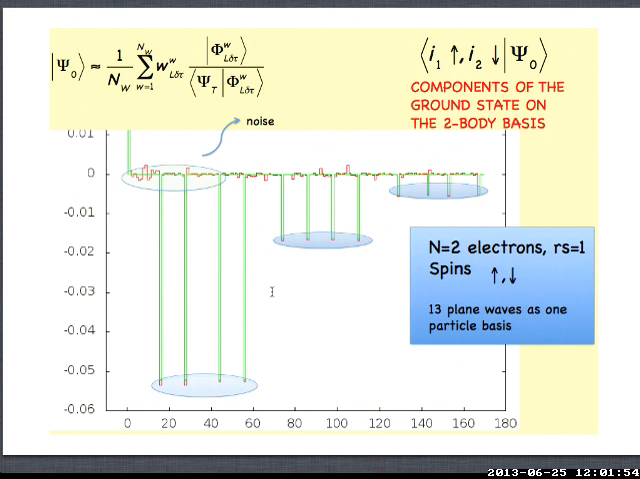Here I've simply labeled the states in the 2-body Hilbert space. The numbering is arbitrary, but one just has to fix it. And what we find: the green ones are the exact components of the ground state on the elements of the basis in the 2-particle space. The red one is the result of the auxiliary field. Naturally, it is a random walk, so some noise always exists.